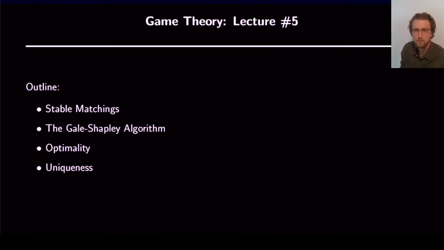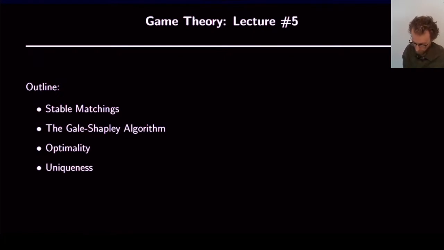All right, welcome to lecture number 5 of game theory. So today we're going to resume our discussion about the stable matching problem. We'll talk about the Gale-Shapley algorithm, and we'll start to analyze it in some depth to see how well it works, what it tells us about the stable matching problem in general, and learn some techniques along the way that we can use to reason about this stuff.